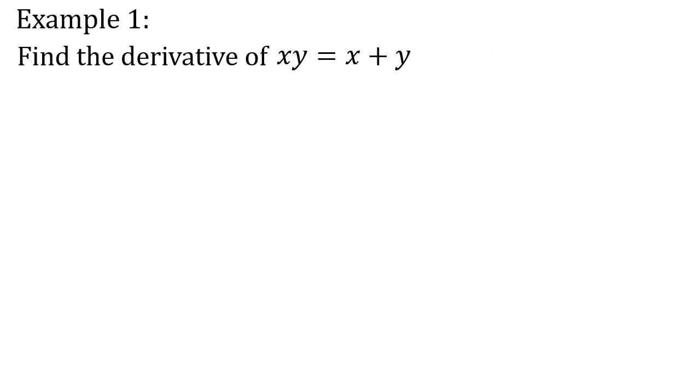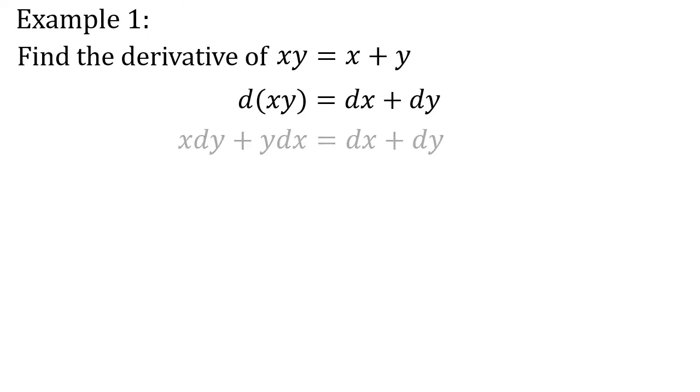Example number 1. Find the derivative of xy equals x plus y. The first thing that we will do is to get the derivative of each term. So this will become derivative of xy equals dx plus dy. Like what I've said before, the process is almost similar to our first video. Here, we will apply the product rule. So it will become x dy plus y dx equals dx plus dy.